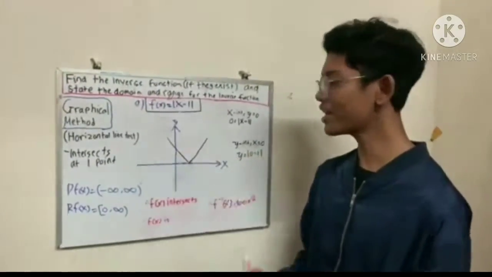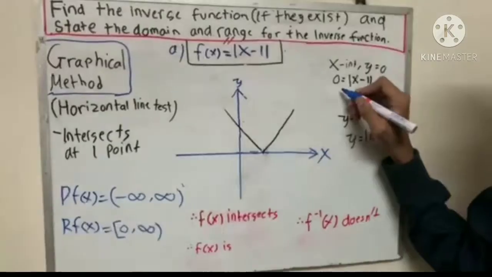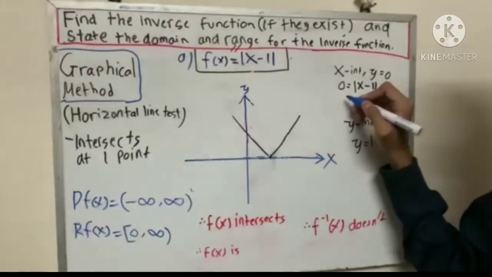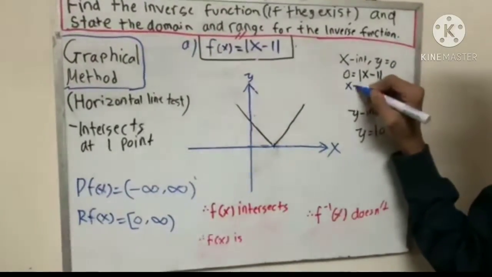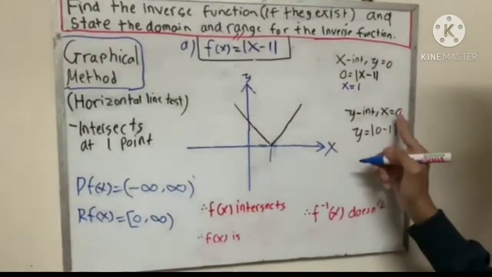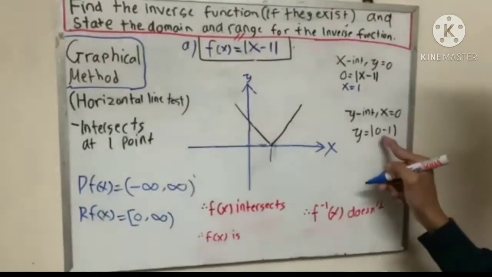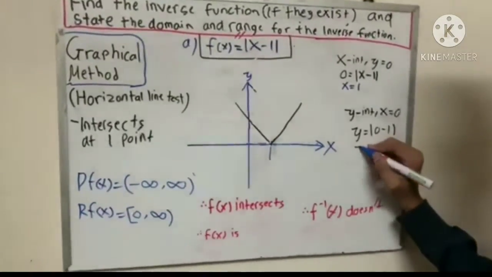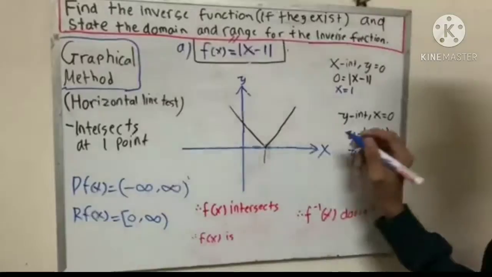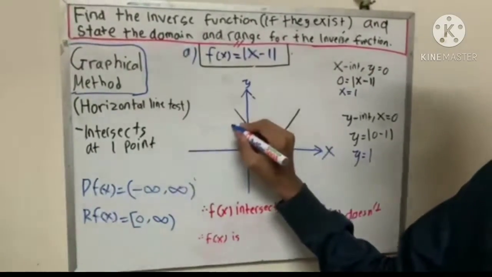What I mean by that is, for the x-intercept, y is 0, so substitute 0 into the y position and move minus 1 to the other side. So x equals 1. So the x-intercept is 1. For the y-intercept, x is 0, so y equals 0 minus 1, so it will be minus 1. But since this is a modulus, y will be equal to 1. So the y-intercept for this graph is 1.